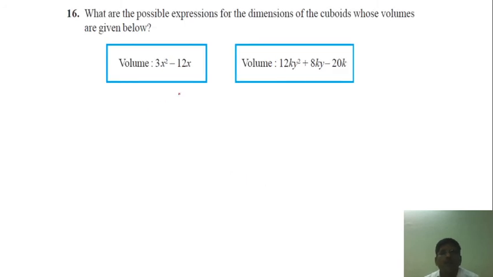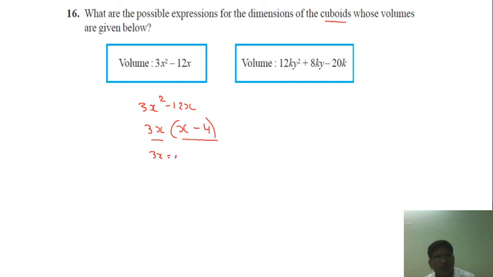One more question. Here a cuboid is there. So L into B into H. So 3x square minus 12x. If I take 3x common, then x minus 4. So 3x and x minus 4. L into B into H we generally have to do. So 3x is equal to 0 and x minus 4 is equal to 0, so x equal to 4, and 3x equal to 0 is x equal to 0.